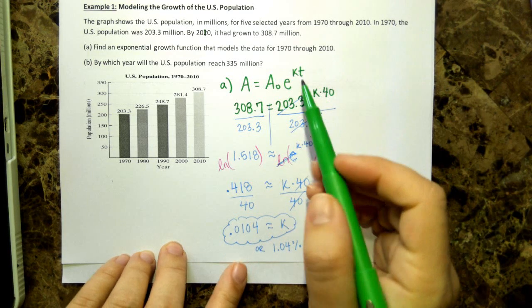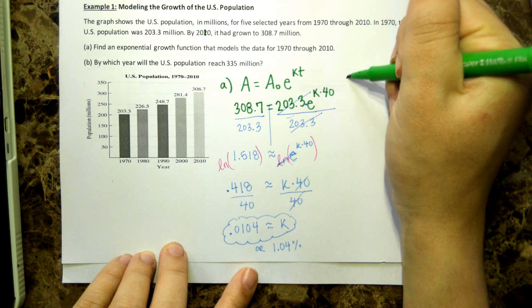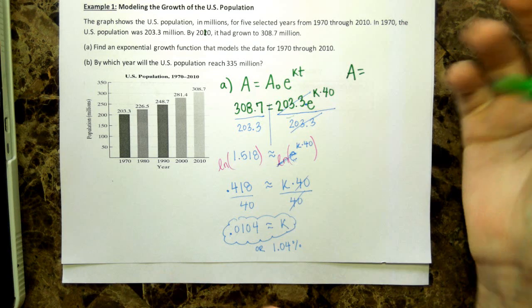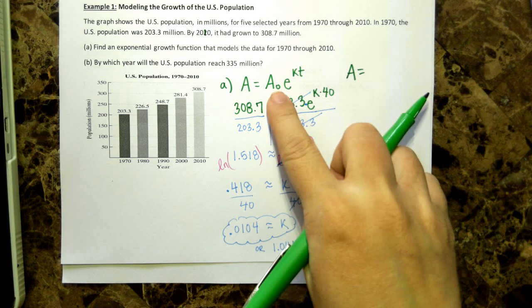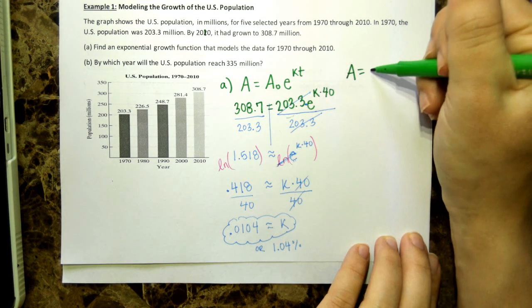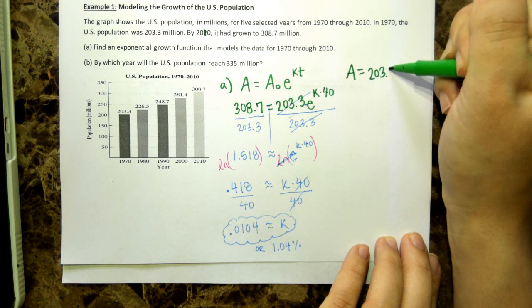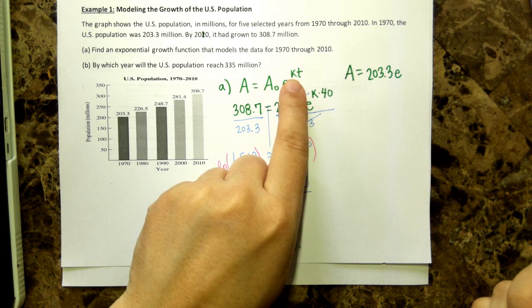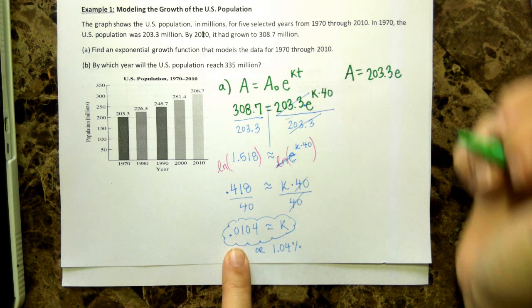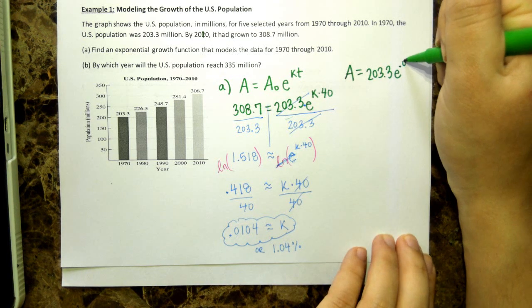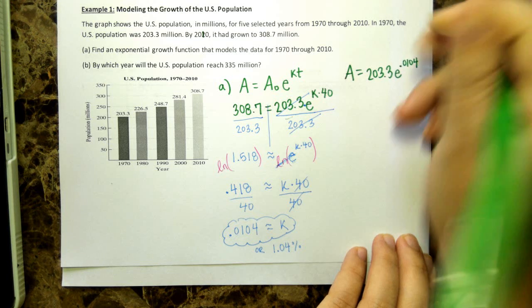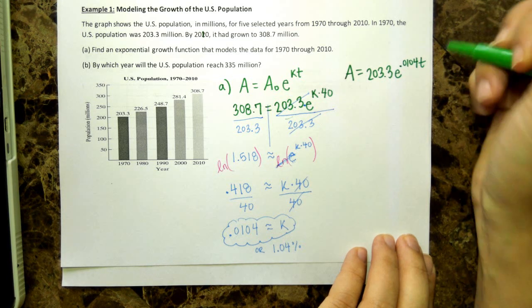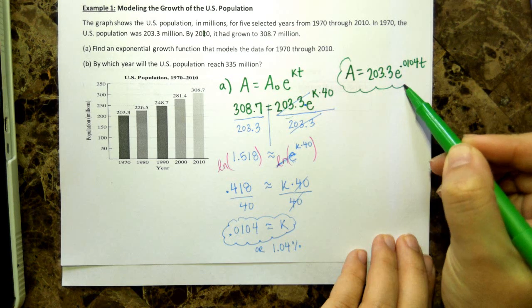So our final function to model this is the ending amount equals the starting amount, which we said was 203.3, times e raised to the k. We do know what k is. We just figured that out. It's about 0.0104 times t power. And there's our growth function.